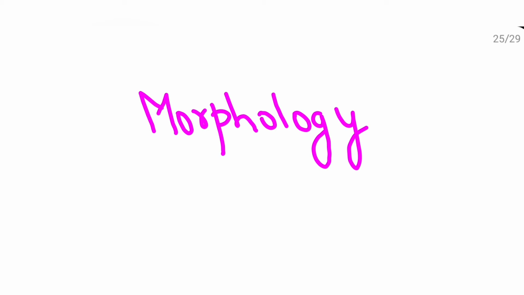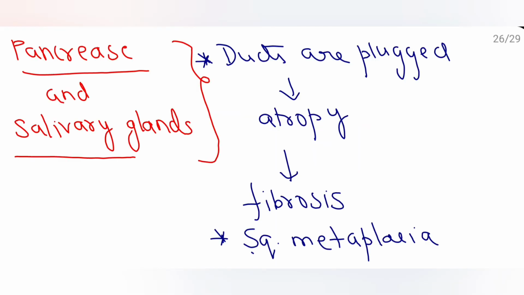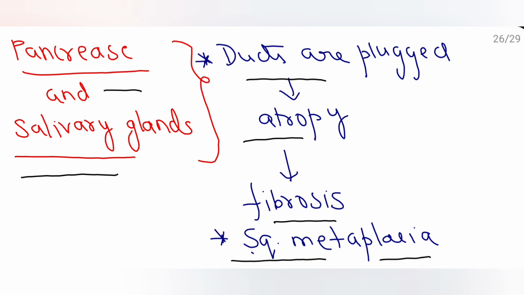Now, if you take organ histopathology, what are the morphological changes you will see? First, coming to the pancreas and salivary gland. The ducts, we know, are plugged because of decreased luminal pH or because of acid secretion. So they can be either dilated or atrophic. Later they progress to fibrosis, and squamous metaplasia at focal places can also be seen. This is seen in the pancreas and salivary gland.